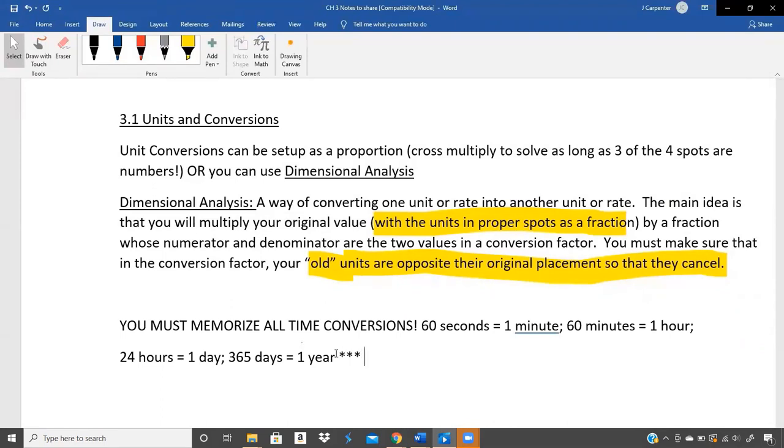Please notice there's no days to months conversion. Yes, there's also 12 months is a year, but I don't want to type that because you might think that, oh, well, I can go from days to months and then months to year, and you can't.